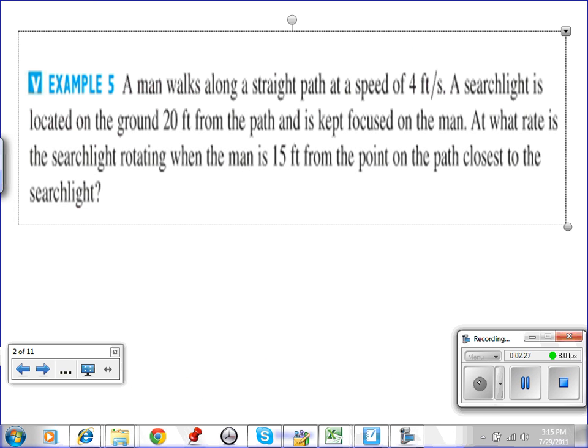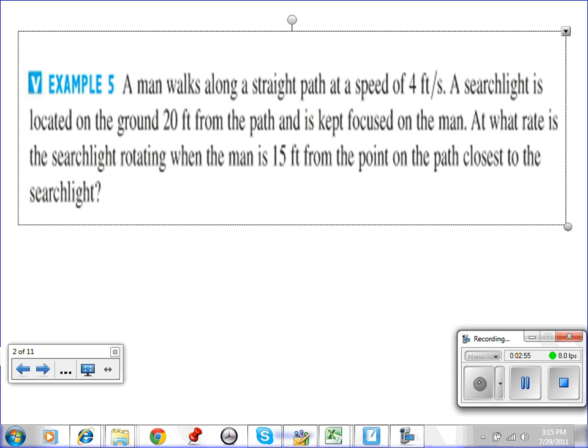Okay, here's our first example. You can read this. A man walks along a straight path at a speed of 4 feet per second. A searchlight is located on the ground 20 feet from the path and is kept focused on the man. At what rate is the searchlight rotating when the man is 15 feet from the point on the path closest to the searchlight?